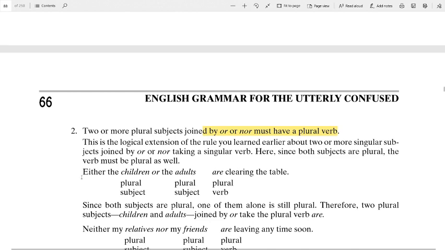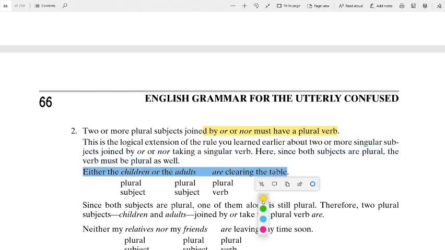Are clearing the table. We should not fix in our mind that either/or/nor always means singular. No, if two singular subjects are connected with these linkers, then the verb should be singular. And if the subjects are plural but connected with or/nor/either, then the verb should be plural.